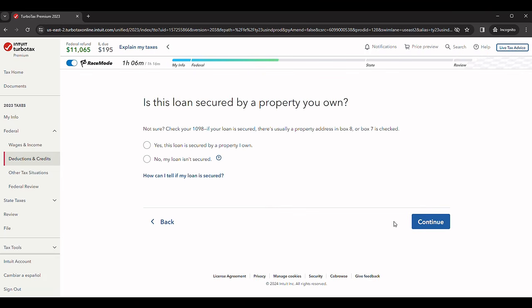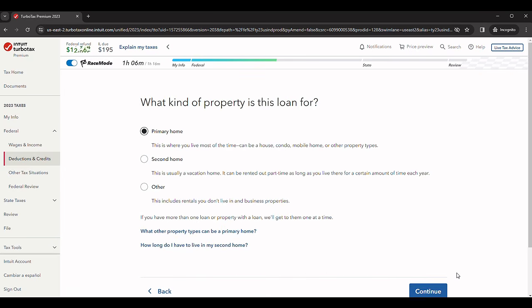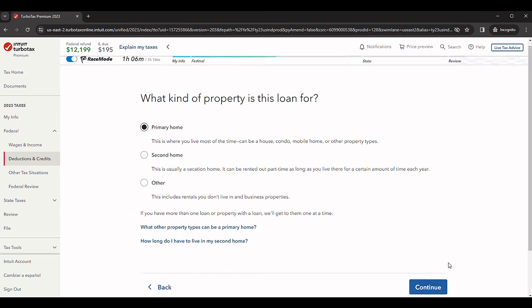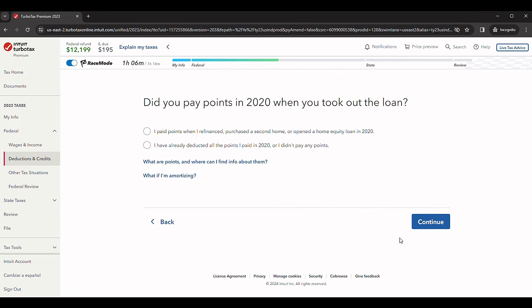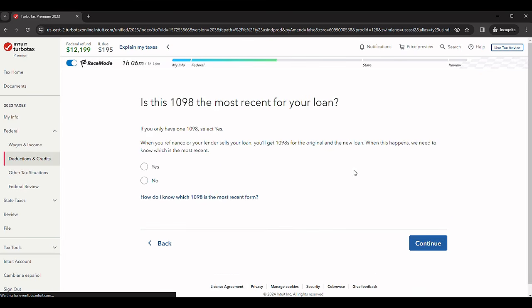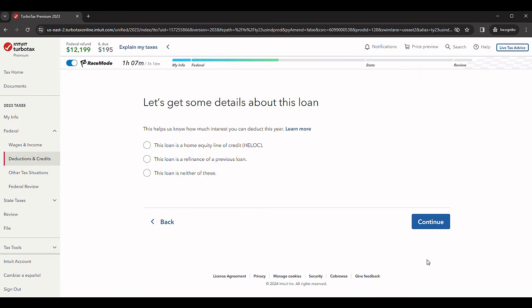Okay, is this loan secured by a property that you own? We'll just say yes. What kind of property is this? Let's just say it's for your primary home. Do you pay points in 2020? No. Is this 1098 the most recent for your loan? Again, you may have multiple. And if you have multiple of these 1098s, then you have to report all of them. And this is for your benefit because you want to get all the tax deductions that you can.